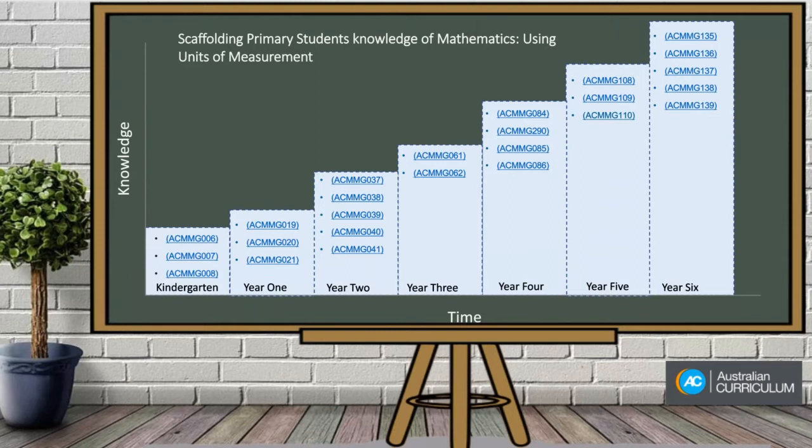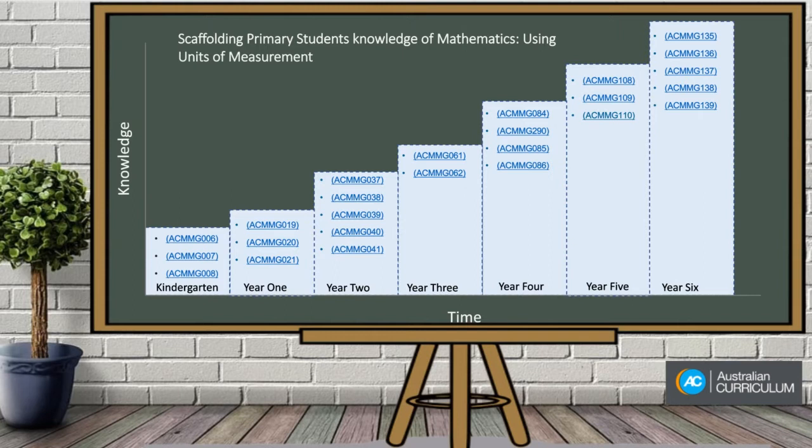In Year 5, students consider which units of measurement to use for length, area, volume and capacity, and they also start to calculate the perimeter of rectangles. Finally, in Year 6, students consider decimal representations as they relate to the metric system. They're also able to use common metric units of length, mass and capacity, as well as solve problems involving the comparison of lengths and areas.